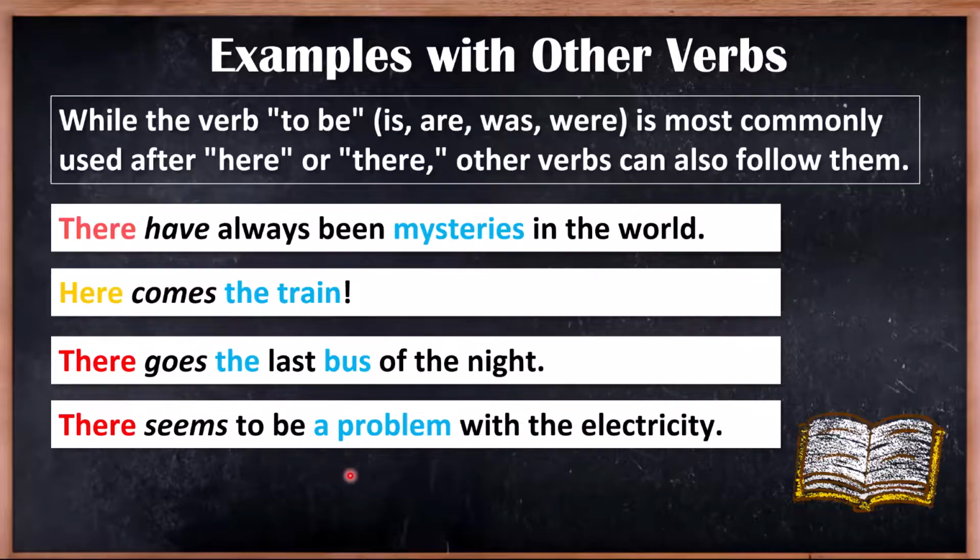There seems to be a problem with the electricity. A problem is the subject and it's singular. So we say there seems with an S and not there seem.